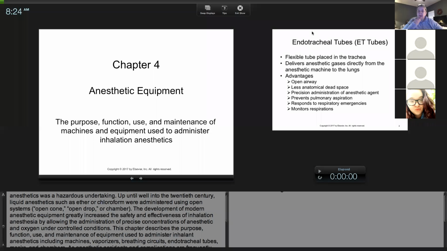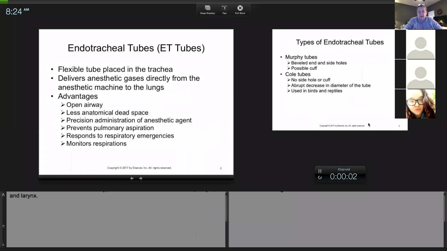Okay, so picking up with anesthetic equipment, which is basically any parts. I always focus on the anesthetic machine, but what are all the parts and all the pieces of equipment that we use to deliver anesthesia or to help in delivery? And primarily, we're speaking of delivering inhalant agents.